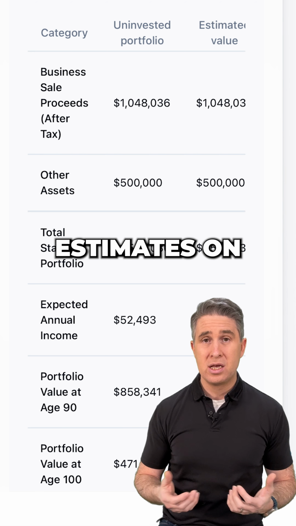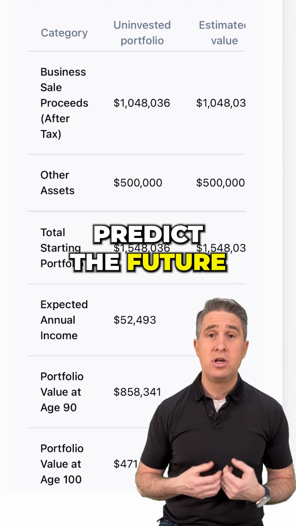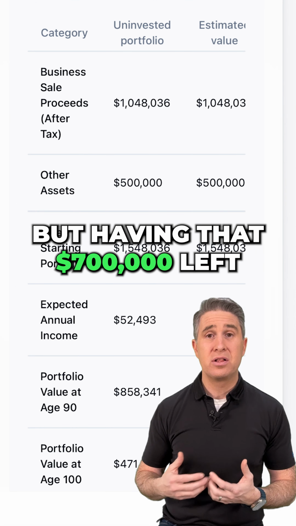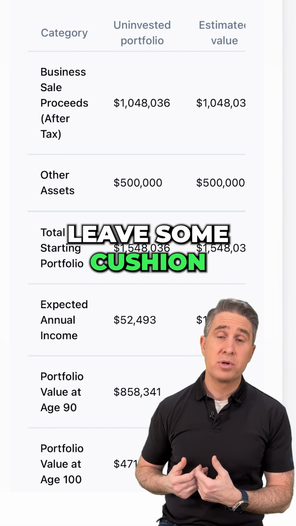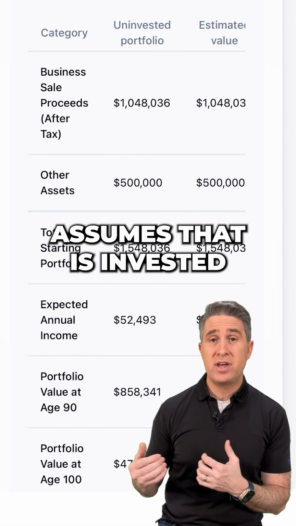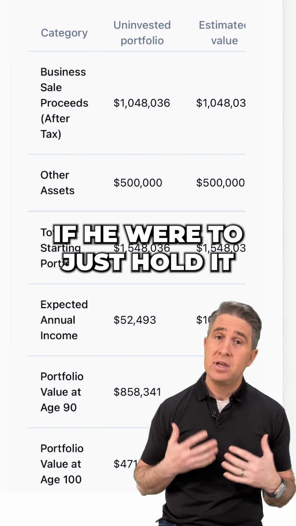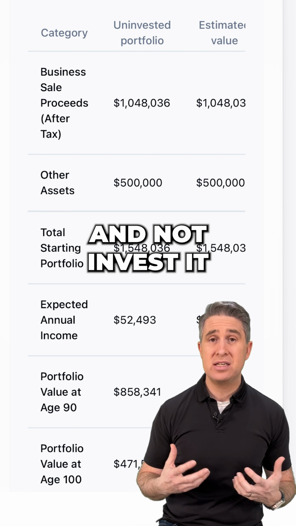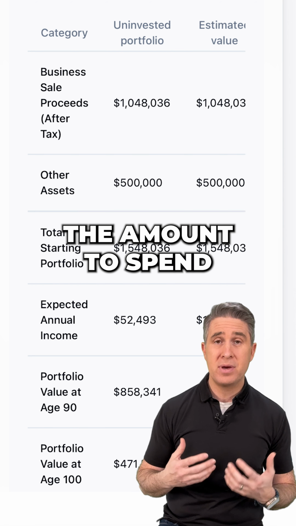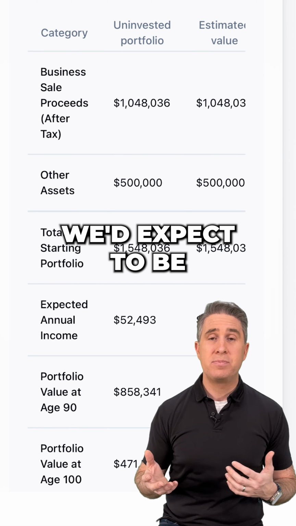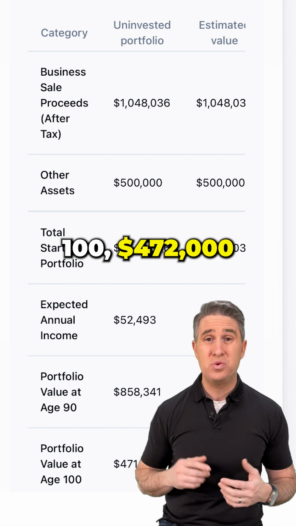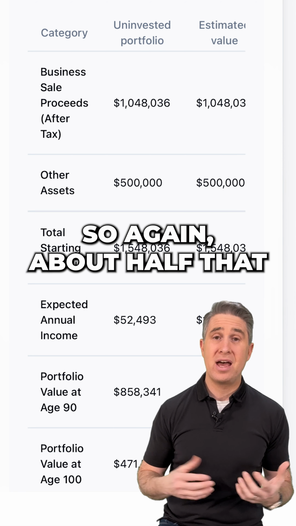Of course, these are estimates on what the market could do. No one can predict the future, so the returns in the market could be lower than what is assumed here. But having that $700,000 left at age 100 does leave some cushion for the actual returns to be lower than what is in the calculator. And of course, that portfolio assumes that it is invested in that stock bond portfolio. If he were to just hold it in cash and not invest it, then he'd only have about $52,000 to spend each year. So about half the amount to spend. And at age 90, we'd expect to be at $860,000. And at age 100, $472,000. So again, about half that if they had invested it.